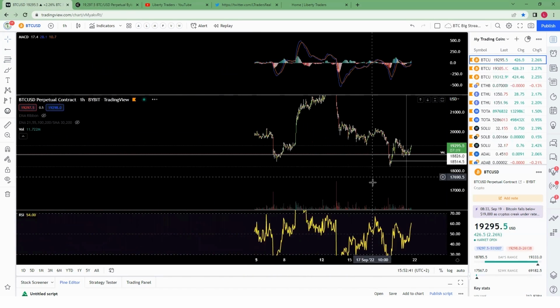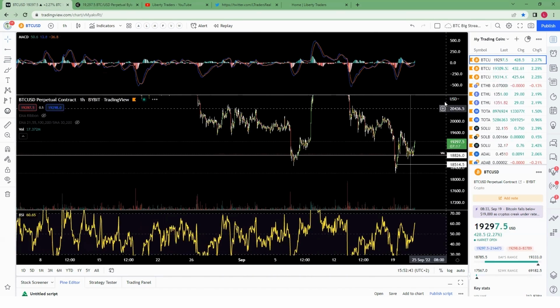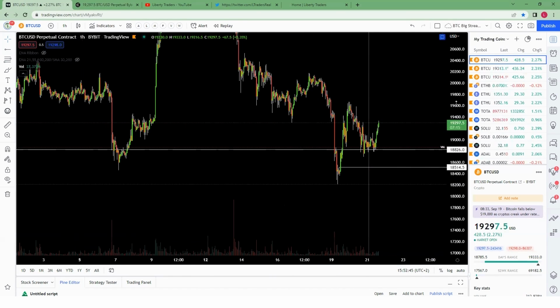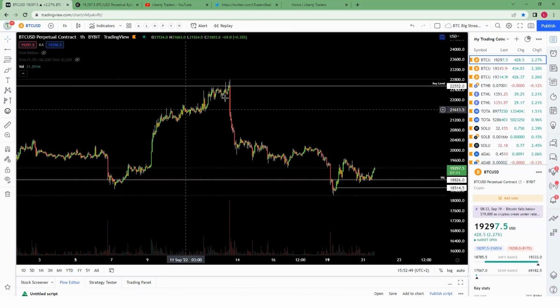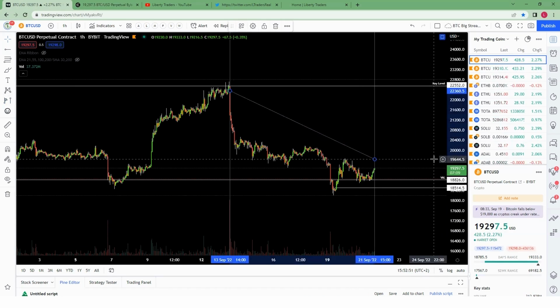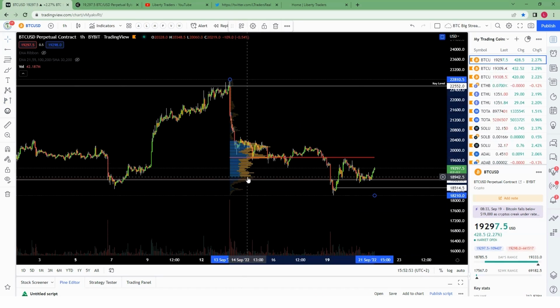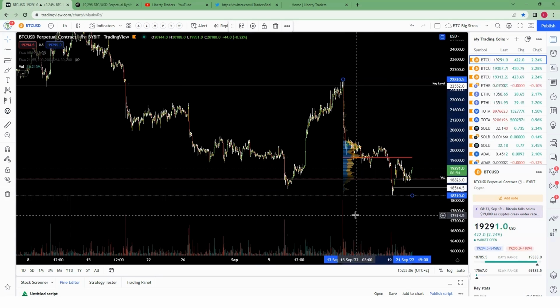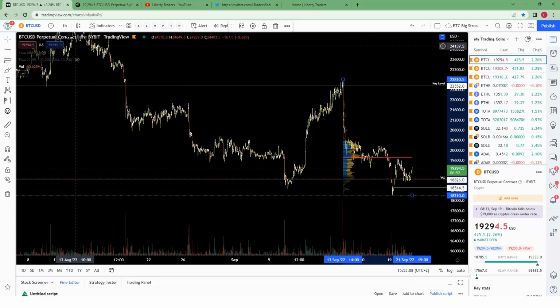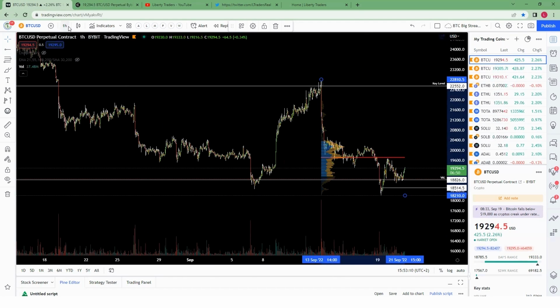I actually just want to do a volume pull. Let's get rid of the RSIs for now. We can just do a little pull from this high to low. We can see that we are coming close to the point of control. That's the reason why we rejected there as well. So that's very interesting. It actually front ran that point of control. Very big volume area, this section.